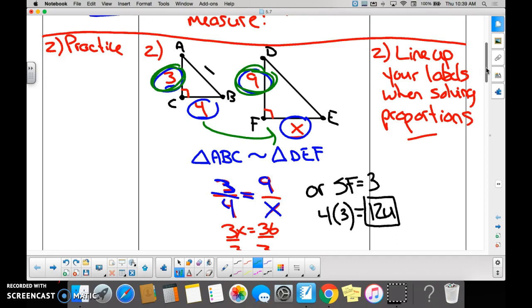How do you go from a 3 to a 9? Divide 9 by 3 or multiply 3 by 3, right? So your scale factor is 3, and if you know that, we could take this 4, multiply it by 3 to get x, which is still going to be 12 units.